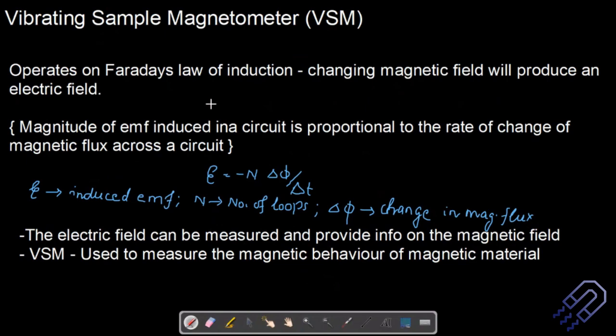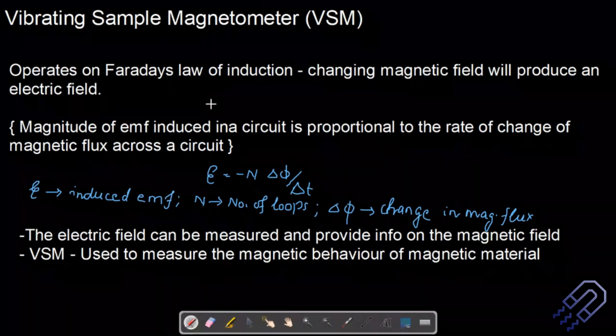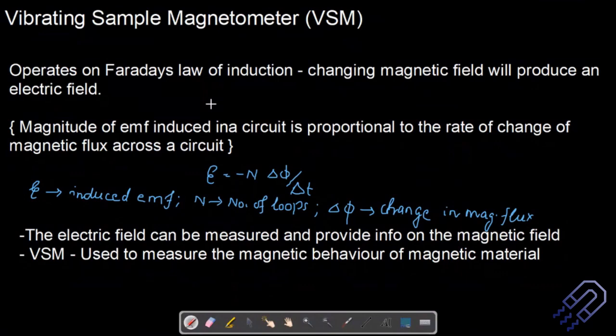So we apply a constant field and then we vibrate, so it changes, and as a result we are going to get a change in the magnetic flux and an induced EMF. If you explain it this way, I think that should be enough for this 2-mark question. Apart from that, the probable question might be to explain what a vibrating sample magnetometer is and how it works, those types of things.